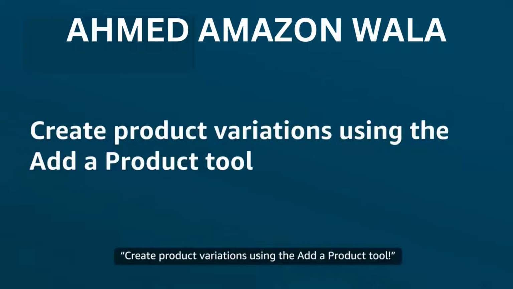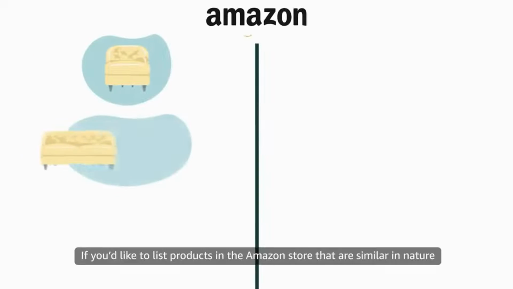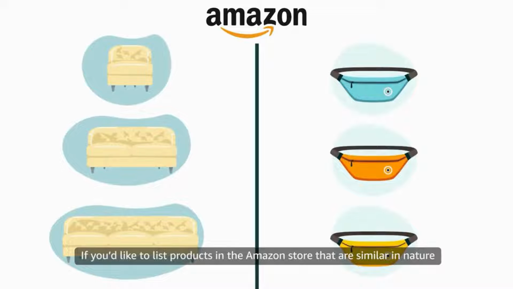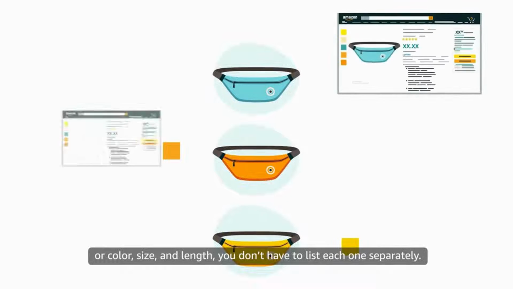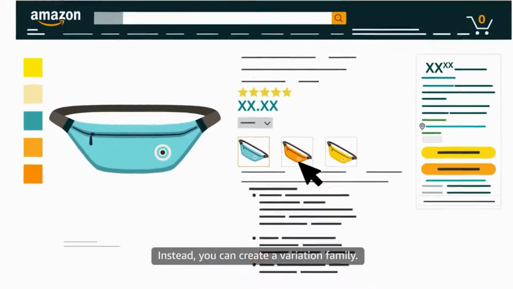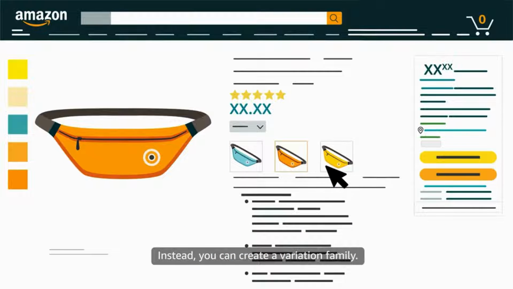Welcome to our training, Create Product Variations using the Add a Product tool. If you'd like to list products in the Amazon store that are similar in nature but differ from each other by one or more factors like color and size, or color, size, and length, you don't have to list each one separately. Instead, you can create a variation family.